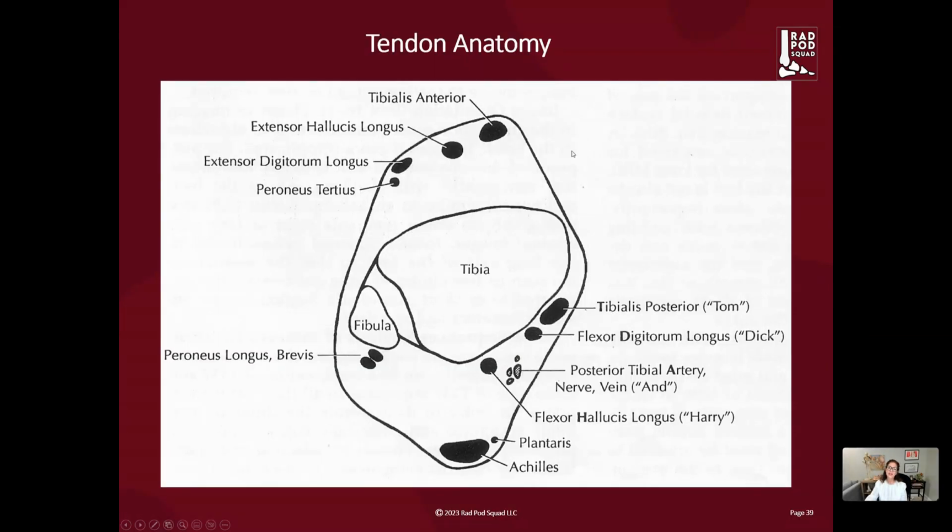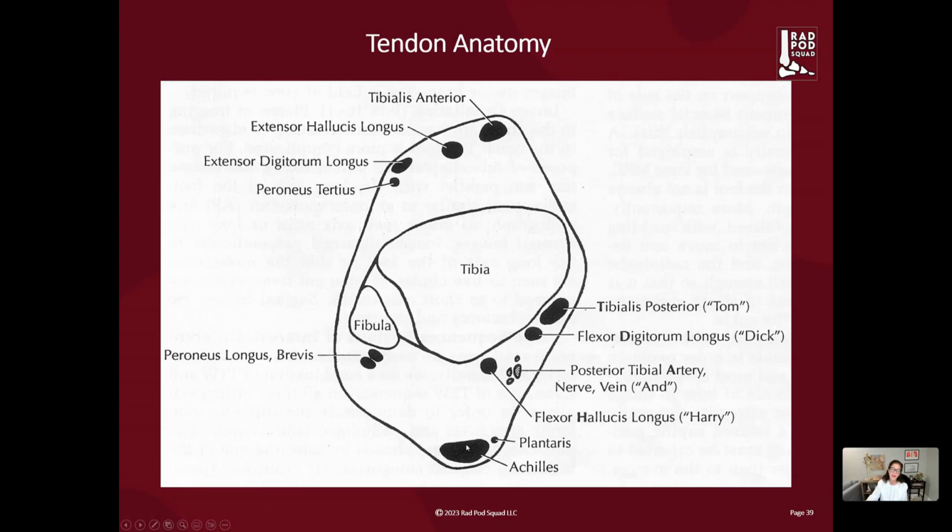We can see our extensor tendons anteriorly. Remember that the tibialis anterior is about equal in size to the posterior tibial tendon. We have our extensor hallucis, the extensor digitorum, and peroneus tertius. Remember, our deep peroneal nerve lives underneath the region of the superior extensor retinaculum. We have our medial flexor tendons, the posterior tibial, flexor digitorum, and flexor hallucis longus tendons with the nerve artery vein bundle. Again, we have our lateral flexor tendons where we see the brevis in front of the longus against the distal fibula with a superior peroneal retinaculum.